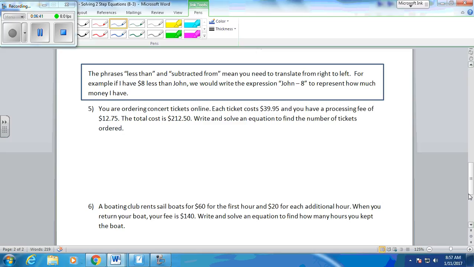So question number 5 says that you are ordering concert tickets online. Each ticket costs $39.95, and you have a processing fee of $12.75. The total cost is $212.50. Write and solve an equation to find the number of tickets ordered. We want to find the number of tickets ordered. So I'm going to say, let X be my number of tickets.